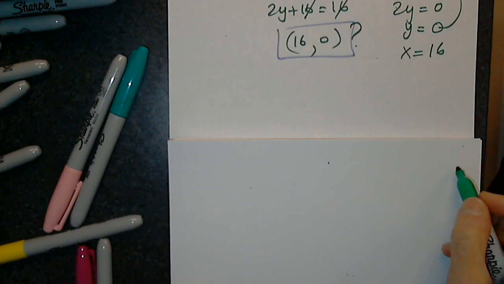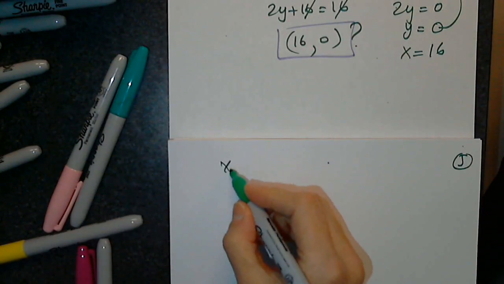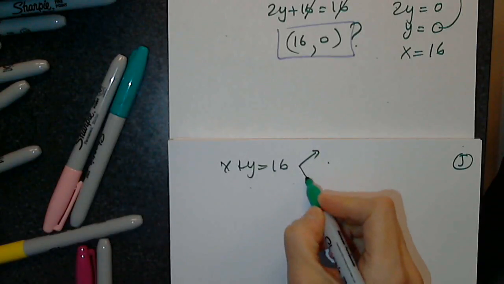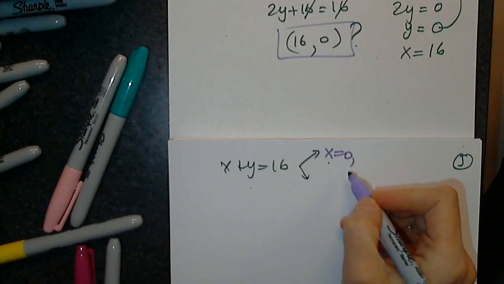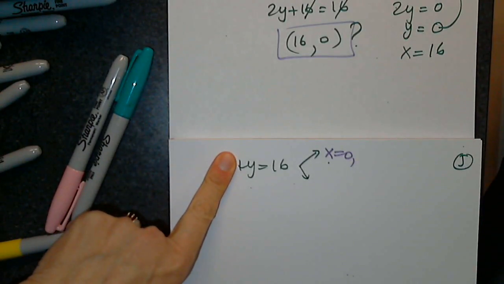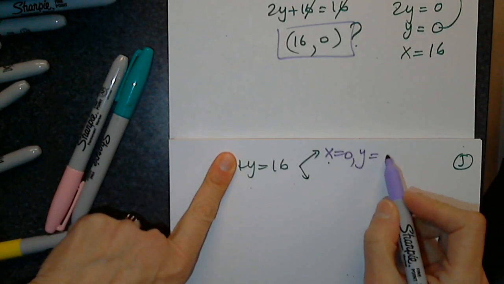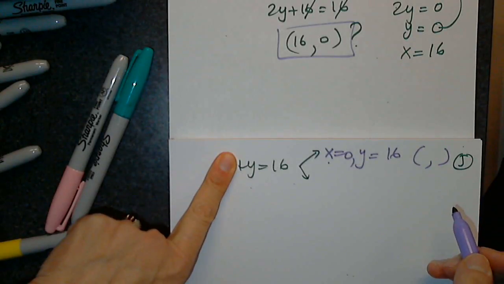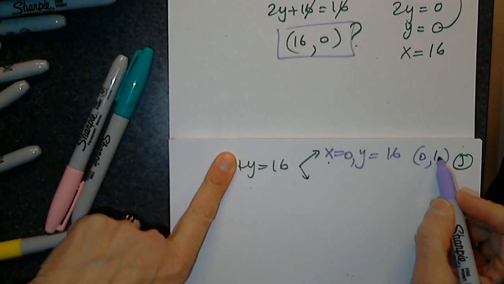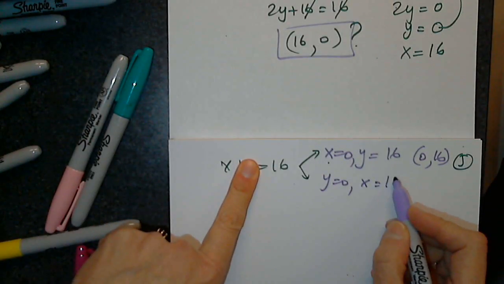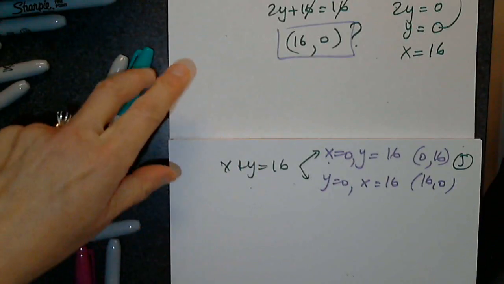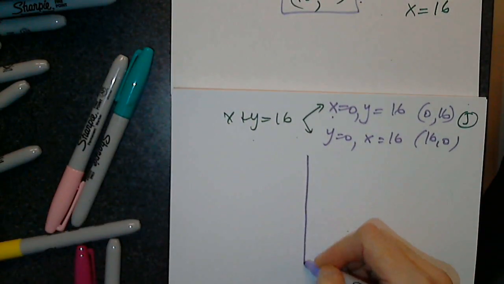Very good. So let's graph. I have x plus y equals 16. I'm graphing because I'm asked to graph, not because I want to graph. So when x is 0, how much is y? And the ordered pair? 0 and 16. Very good. When y is 0, x is 16. So 16, 0. I can plot those and graph the line.